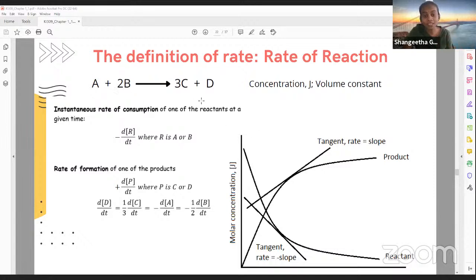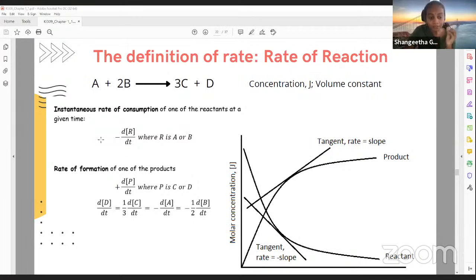to produce 3C plus D. This is just a general assumption. Now A and B are your reactants and C and D are your products. The stoichiometry is 1 of A, you need 2 of B to produce 3 of C and 1 of D. The stoichiometry is important, so keep that in mind.